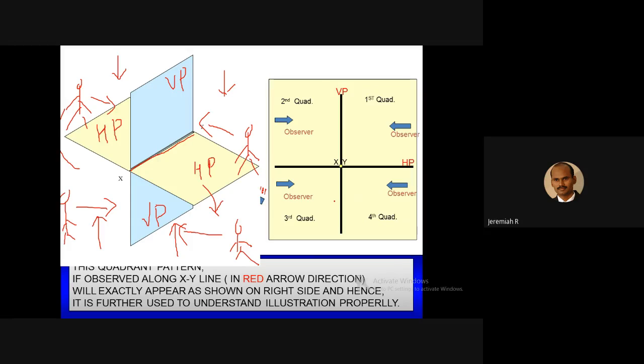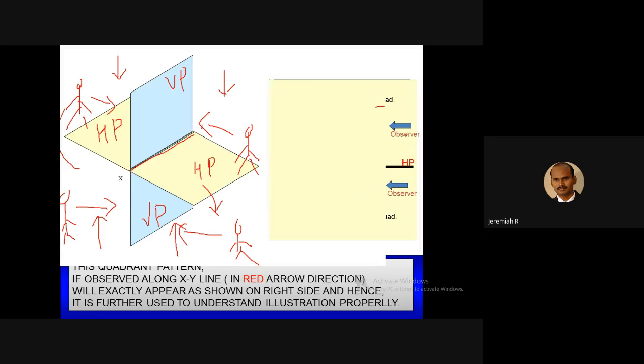One more name for the front view is elevation. One more name for the top view is plan. So front view or elevation, top view or plan. So this is the first quadrant, and here is the observer.